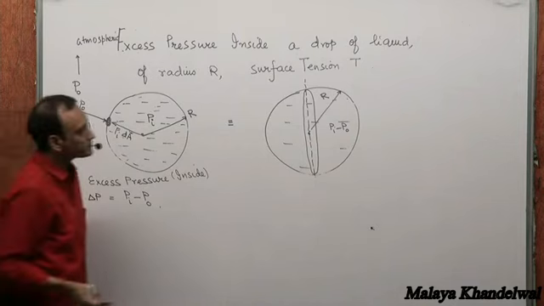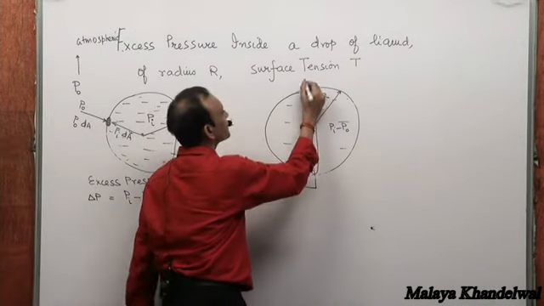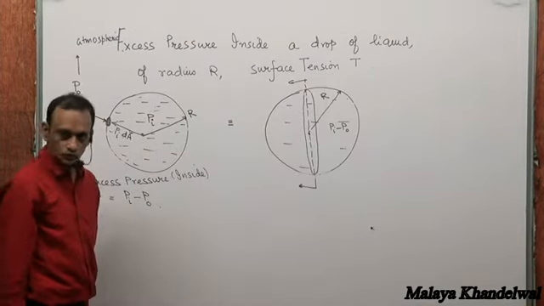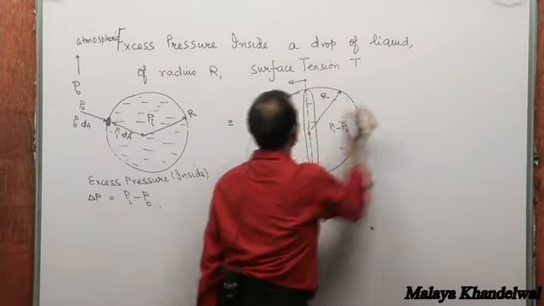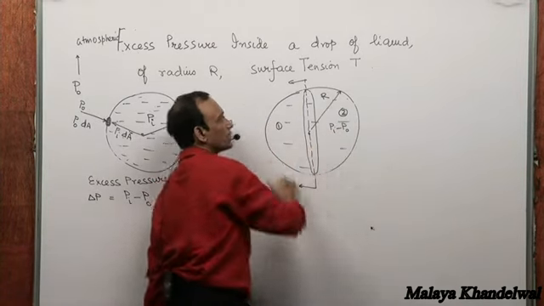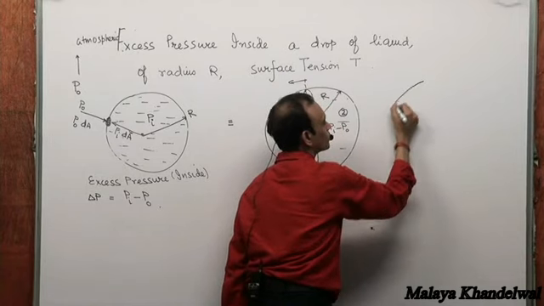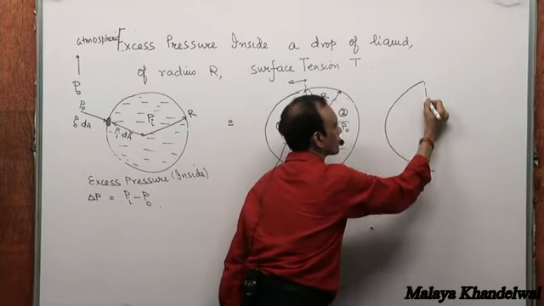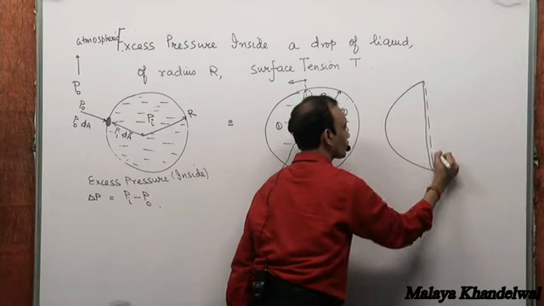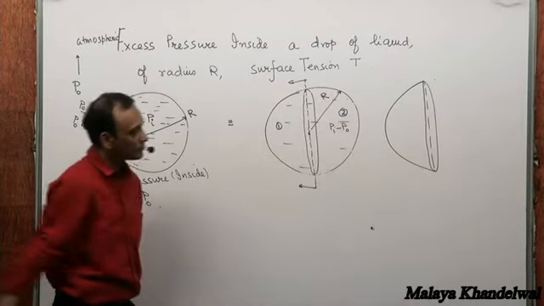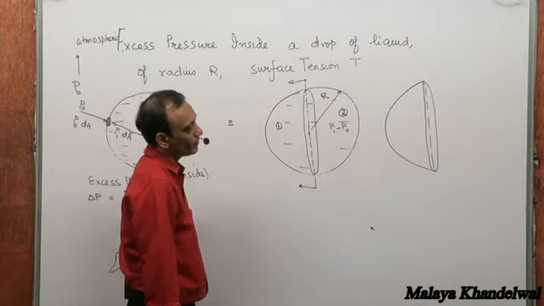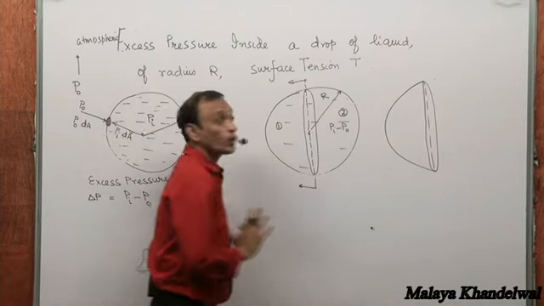Right? So let me create a free body diagram of this portion. Let me call this portion 1, let me call this portion 2. If I create a free body diagram of this portion 1, now, what are the external forces?